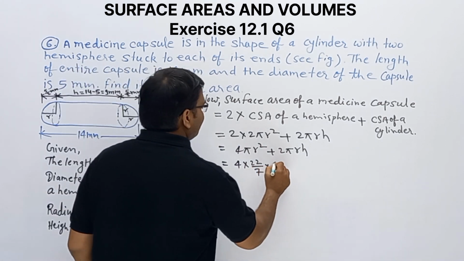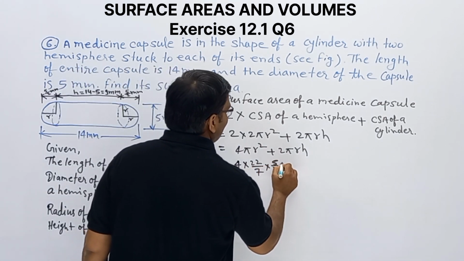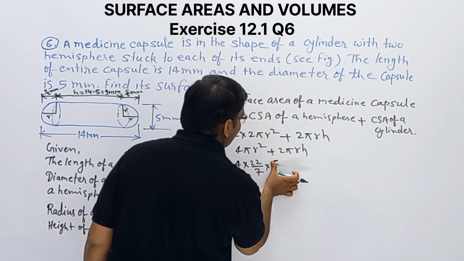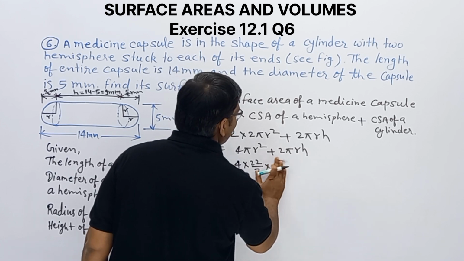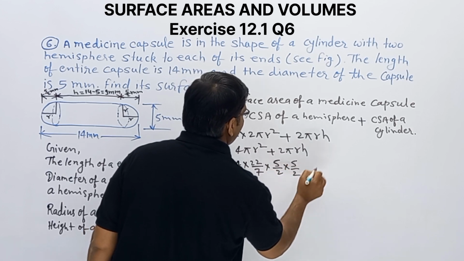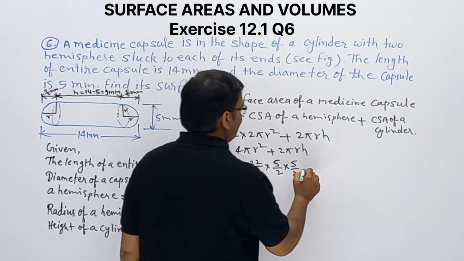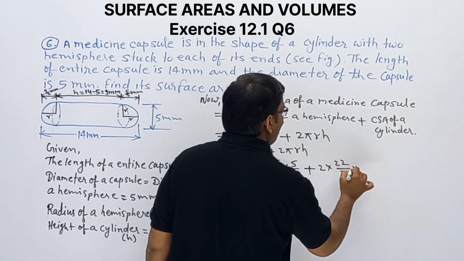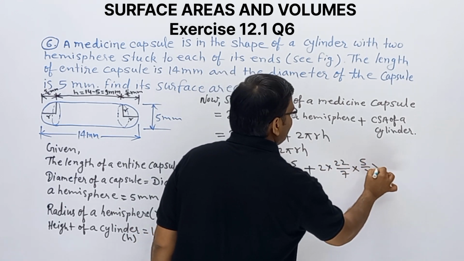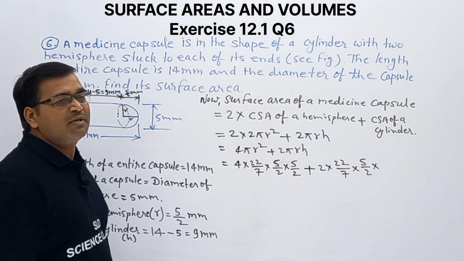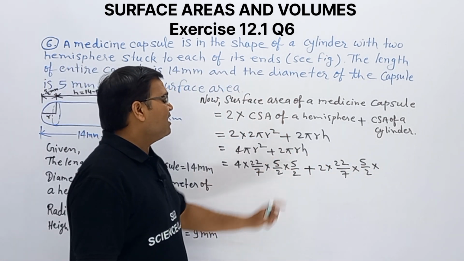5 by 2 mm. 5 by 2 into, observe carefully, what about the radius of a hemisphere? This is 5 by 2. This is 5 by 2 into 5 by 2, 2 times square, so we will write 2 times plus 2 into 22 by 7. R is what? 5 by 2 into h. H is what? 2 pi rh is what? Curved surface area of a cylinder.